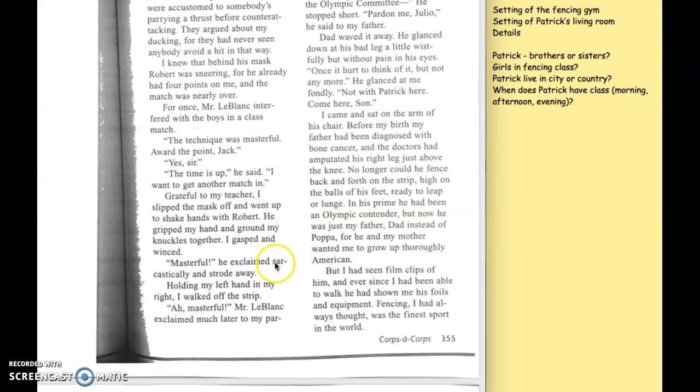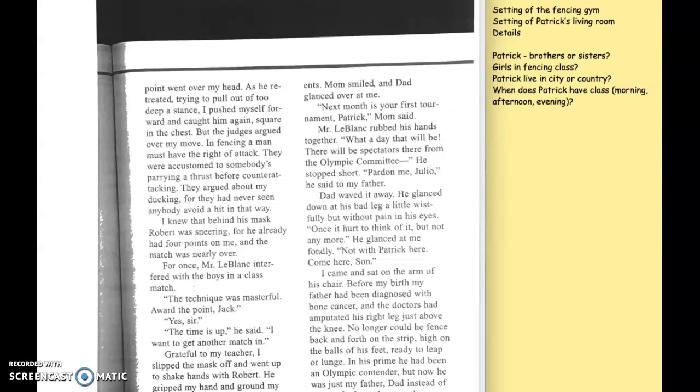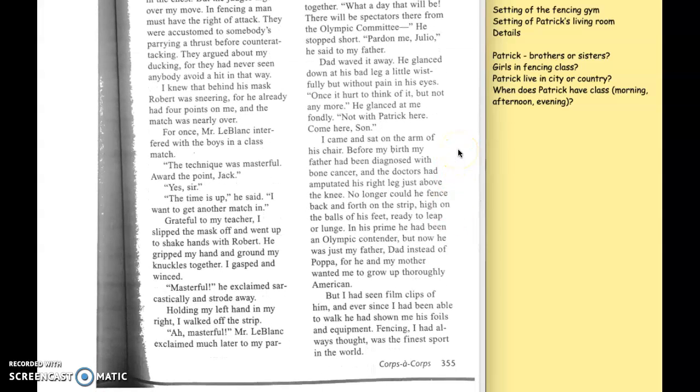"Ah, masterful," Mr. LeBlanc exclaimed much later to my parents. Mom smiled and Dad glanced over at me. "Next month is your first tournament, Patrick," Mom said. Mr. LeBlanc rubbed his hands together. "What a day that will be. There will be spectators there from the Olympic Committee." He stopped short. "Oh, pardon me, Julio," he said to my father. Dad waved it away. He glanced down at his bad leg, a little wistfully, but without pain in his eyes. Once it hurt to think of it, but not anymore. He glanced at me fondly. "Now with Patrick here. Come here, son." I came and sat on the arm of his chair.